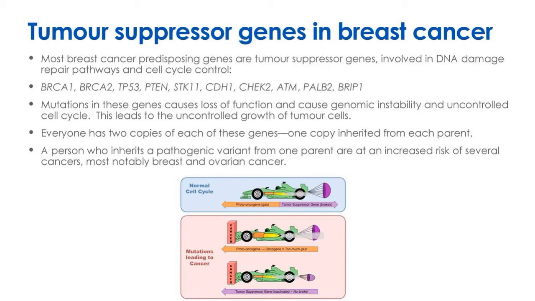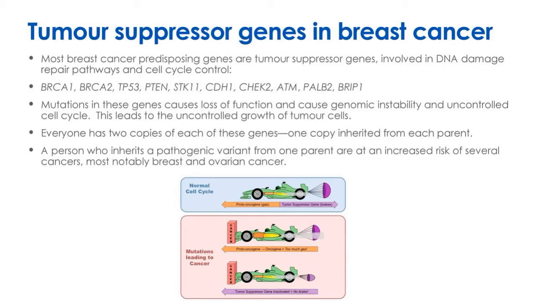So when we talk about cancer and cancer susceptibility genes, we mostly talk about tumor suppressor genes. Most breast cancer predisposing genes are tumor suppressor genes that are involved in DNA damage repair pathways and cell cycle control. We are all aware of BRCA1 and BRCA2, but there are more than just BRCA1 and 2 tumor suppressor genes that can also increase the risk for breast and ovarian cancers. The ones that we think of mostly when we look at a family where there seems to be a hereditary breast cancer are BRCA1 and 2, TP53, PTEN, STK11, CDH1, CHEK2, ATM, PALB2, and the BRIP1 gene.